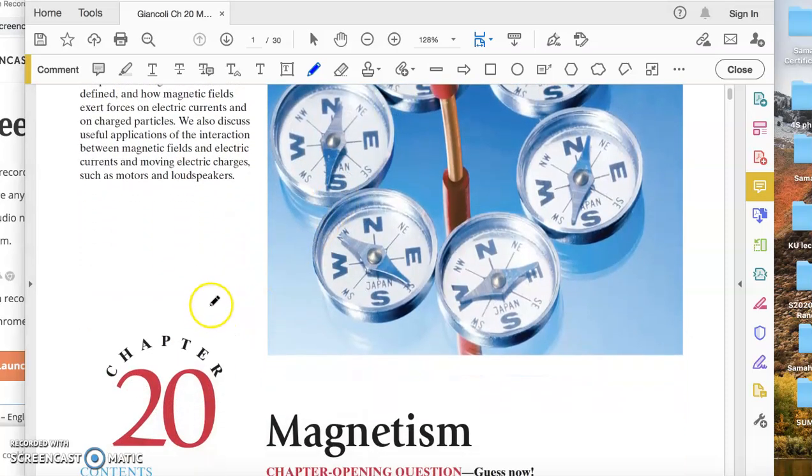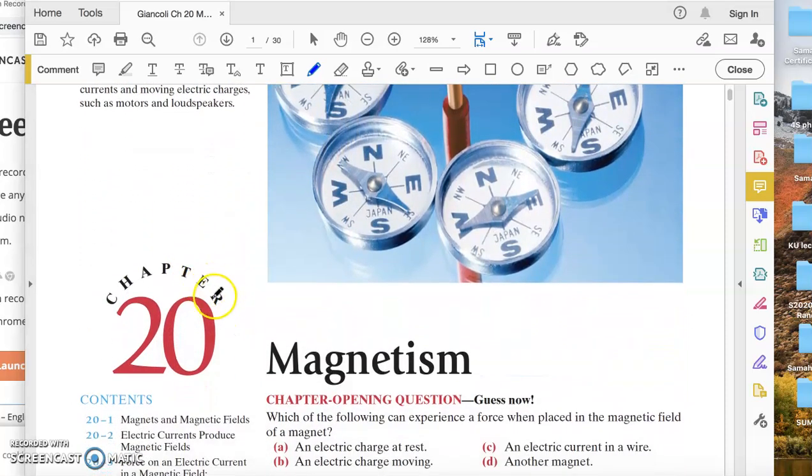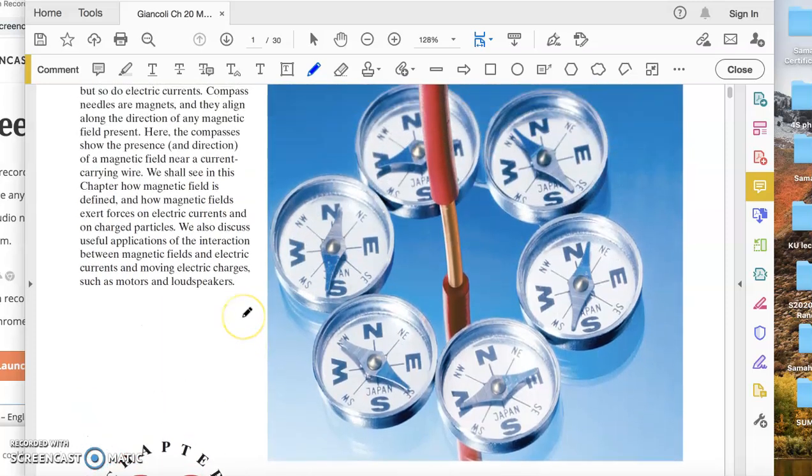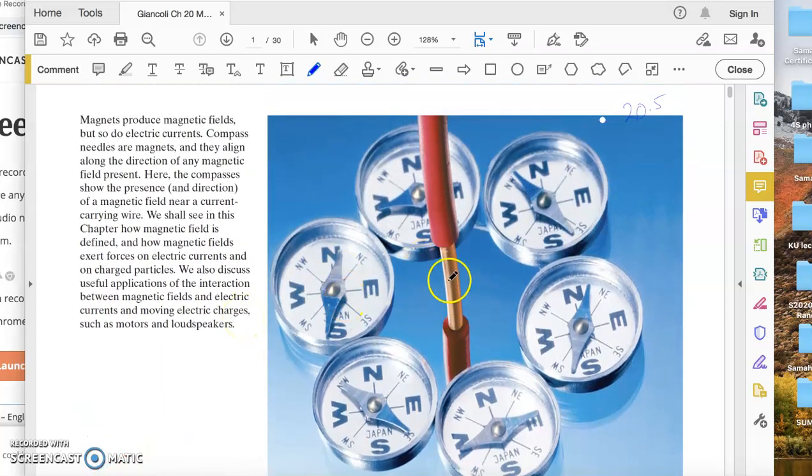Hello guys, today is the third YouTube about chapter 20 Magnetism. If you recall, in the previous YouTubes we mentioned the wire where an electric current is passing through that wire, and when electric current is passing through a wire, then a magnetic field will be created around this wire. Today in section 20.5 we will be concerned about finding the magnitude of that magnetic field around that wire.